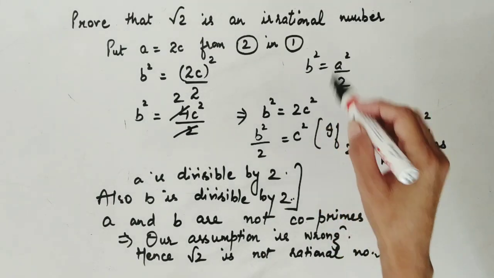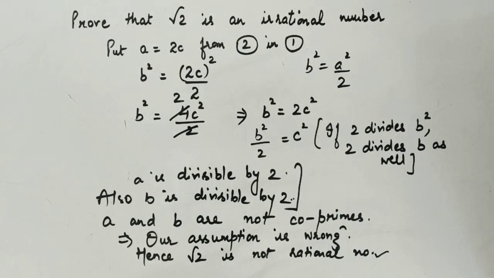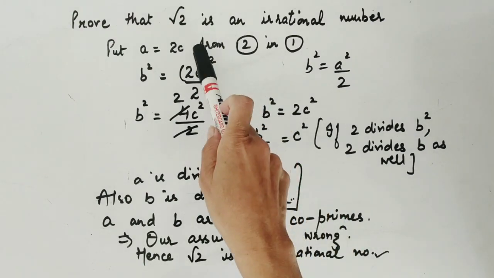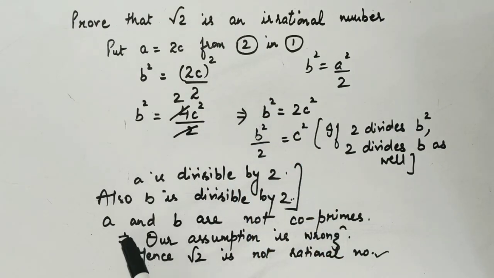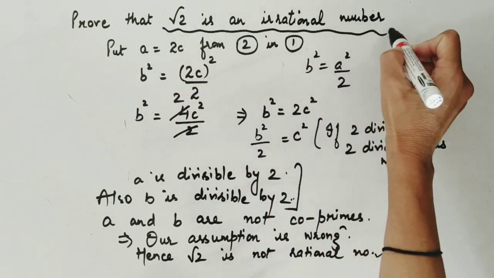So we prove this result by a contradiction, by assuming it to be rational, and we landed up in a situation which says that if it was rational, then the representation for root 2, which was written in a by b form, those a and b were taken as co-primes, but what is getting proved here? They are not co-primes. So our assumption is proved wrong, and this contradiction has arisen due to wrong assumption, and hence root 2 is not rational. It must be irrational. So root 2 is irrational number.